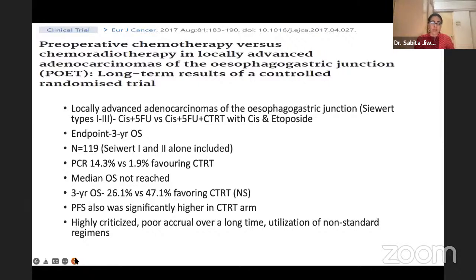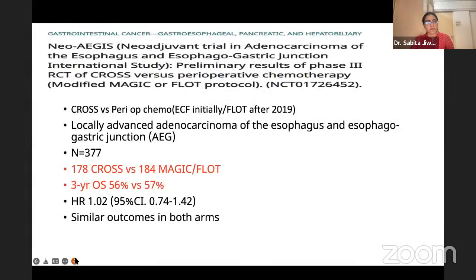And it was a highly criticized study because there was poor accrual over a long time, and they stopped. There was also utilization of non-standard chemotherapy as well as radiation regimens. So the NeoAegis study then tried to compare the two landmark trials, CROSS versus MAGIC, was their initial study design, but then FLOT was published. So they included the FLOT group also after 2019, and they saw absolutely no benefit.